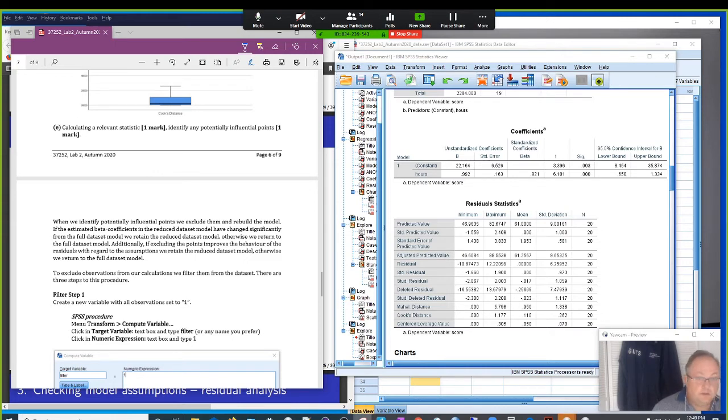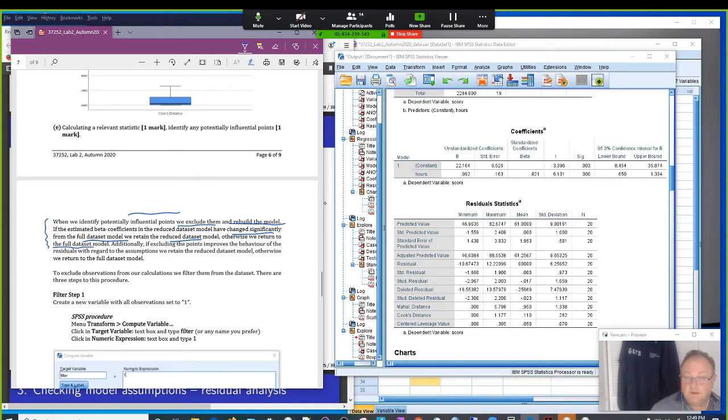All right, so rebuild the model. When we identify potential influential points, we exclude those and rebuild the model. That's why I just stored this data, because I want to call it back up in a minute and compare them. If the estimated beta coefficients in the reduced dataset model have changed significantly from the full dataset model, which I just took a snapshot of, we retain the reduced dataset model. Otherwise, we return to the full dataset model. So there are some decisions there. There's a lot in that paragraph.